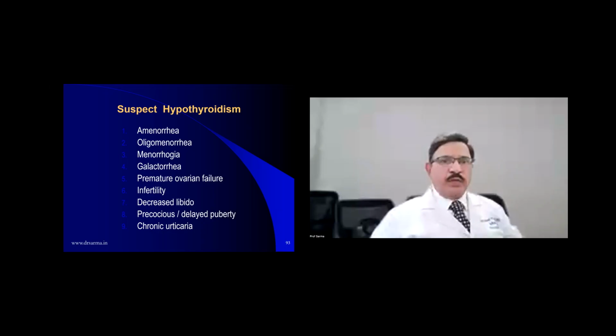You have amenorrhea, oligomenorrhea, or menorrhagia, galactorrhea, premature ovarian failure, infertility, decreased libido, precocious or delayed puberty, chronic heart failure.